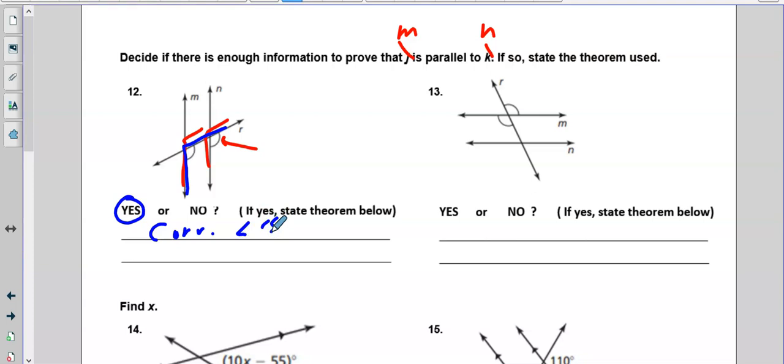All right, number 13. M and N. So I'm going to actually go back to number 12. I'm going to mark those. Yep, those are parallel. Back to number 13. What we have here are vertical angles. Okay? All we know about the vertical angles is those two are equal. And actually we know that these two are equal. But it says nothing about the two lines. Vertical angles tell us nothing. So the answer is no.